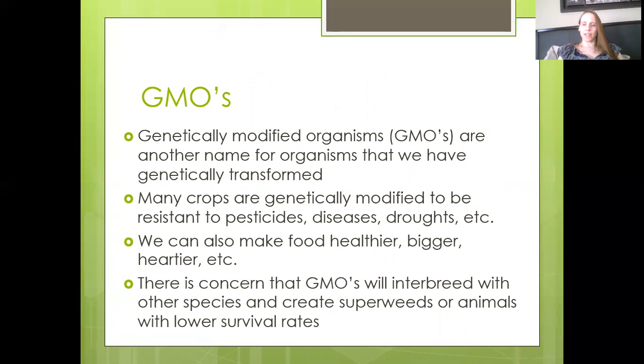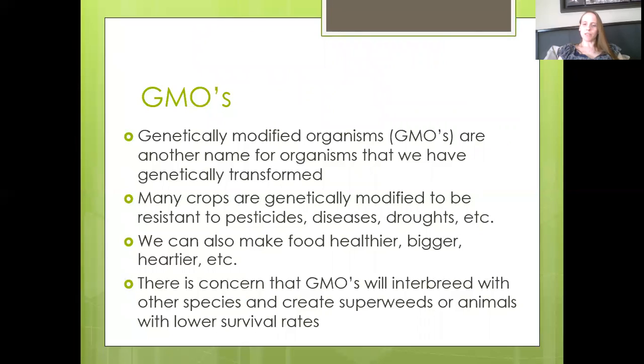GMOs, also called genetically modified organisms, are another name for organisms that we have genetically transformed in some ways. Many crops nowadays are genetically modified, whether to be resistant to pesticides or diseases or droughts and stuff like that. Corn and soy and all of that kind of stuff is incredibly genetically modified. We can also make food healthier or bigger or hardier.